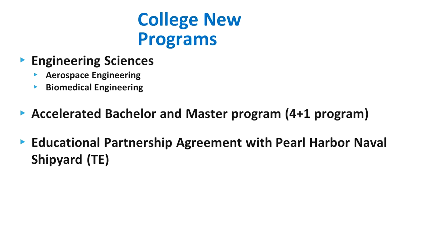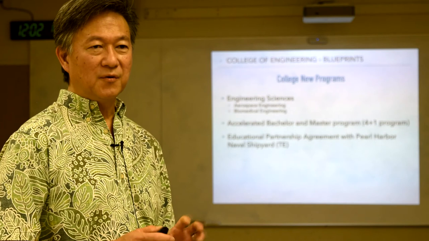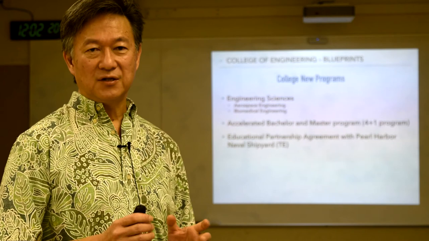Then there's also this accelerated bachelor's and master's program. It's called 4+1. If you get into that program, you should end up with your master's degree at the end of about 5 years. One of the advantages of that program is that if you enter it, you may be able to double count a few classes for your bachelor's and your master's degree, so you take a slightly smaller number of classes.